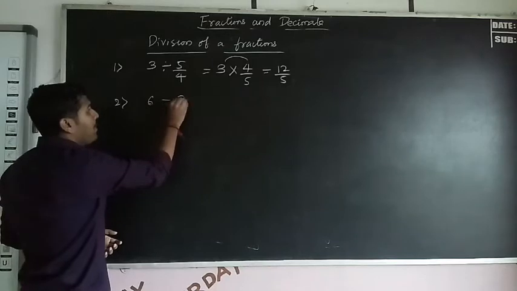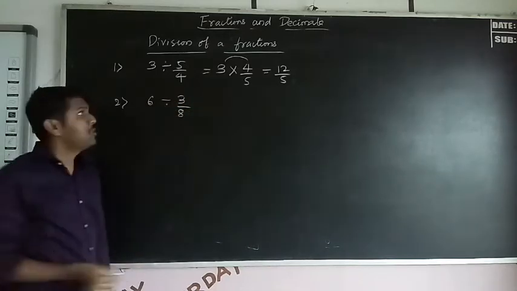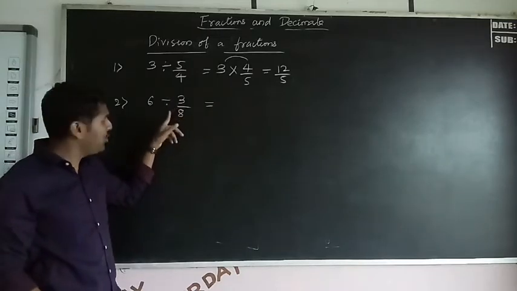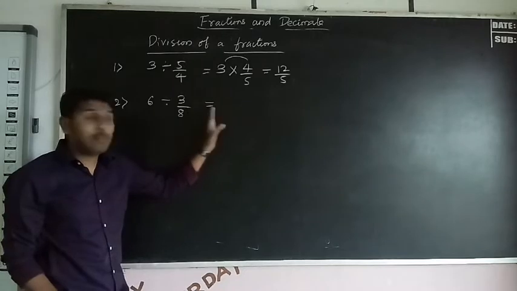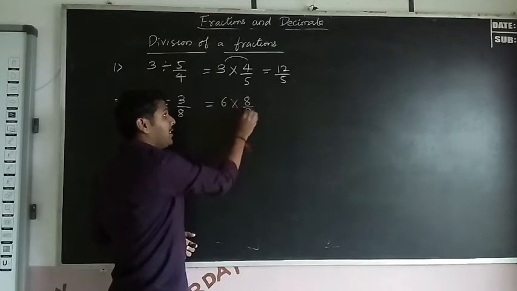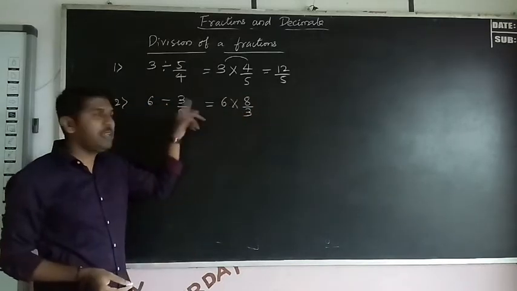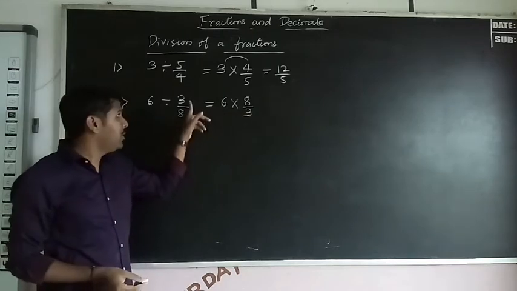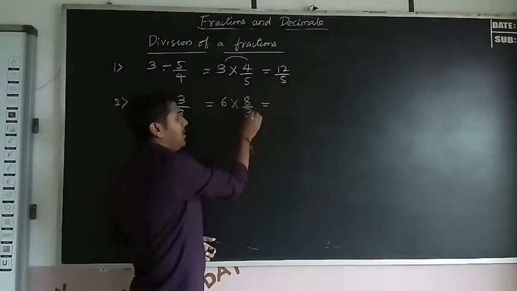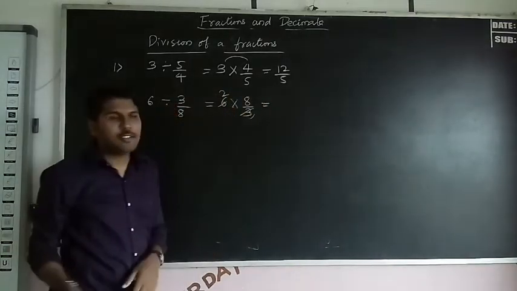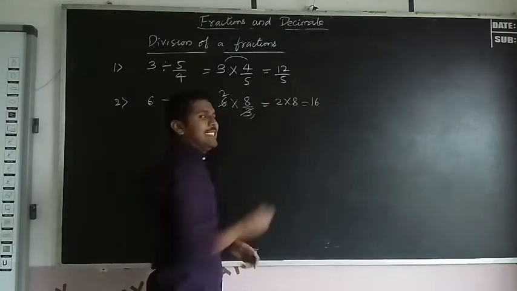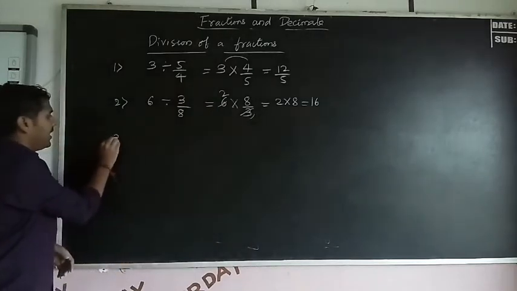So next take another one. 6 divided by 3 by 8. So how to solve this one? Again in place of division sign is there, no? So remove this. How to remove this? You have to take the reciprocal of second term, not first term. So 6 into 8 by 3. I have taken 8 by 3 here, reciprocal of 3 by 8. Just interchanging. I have interchanged the numerator to denominator, denominator to numerator. So now 3 ones are 3, 3 2s are 6, so next remaining numbers 2 into 8. What will be the answer? 16. Okay.